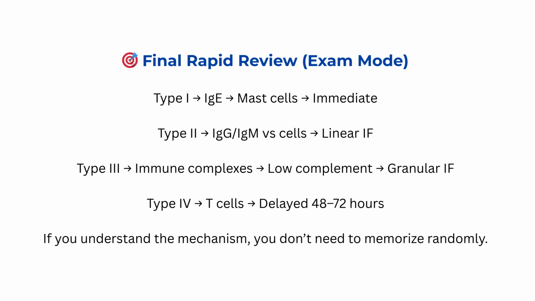Final rapid review. Exam mode. Type 1: IgE, mast cells, immediate. Type 2: IgG/IgM versus cells, linear IF. Type 3: immune complexes, low complement, granular IF. Type 4: T cells, delayed, 48 to 72 hours. If you understand the mechanism, you don't need to memorize randomly.